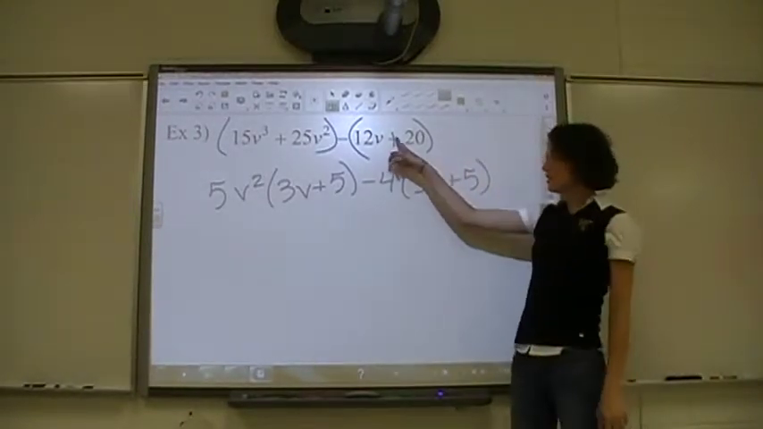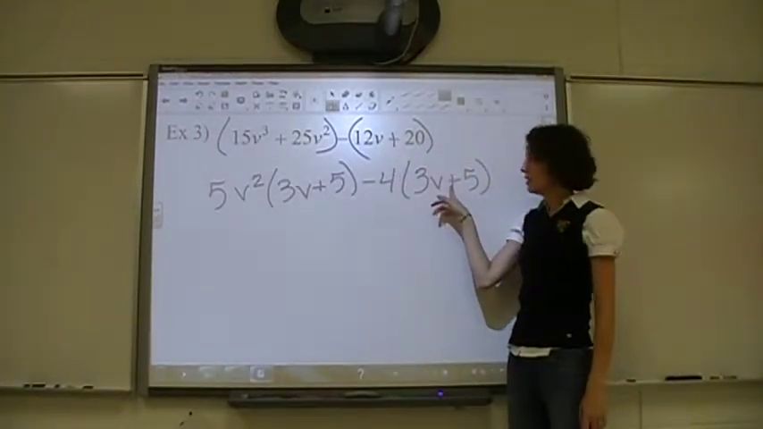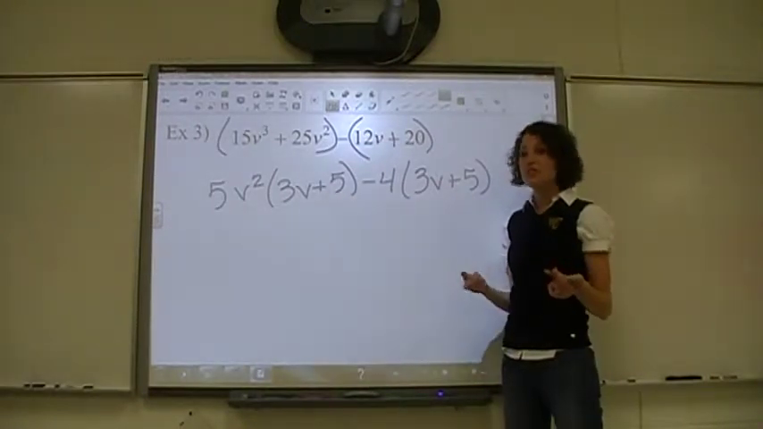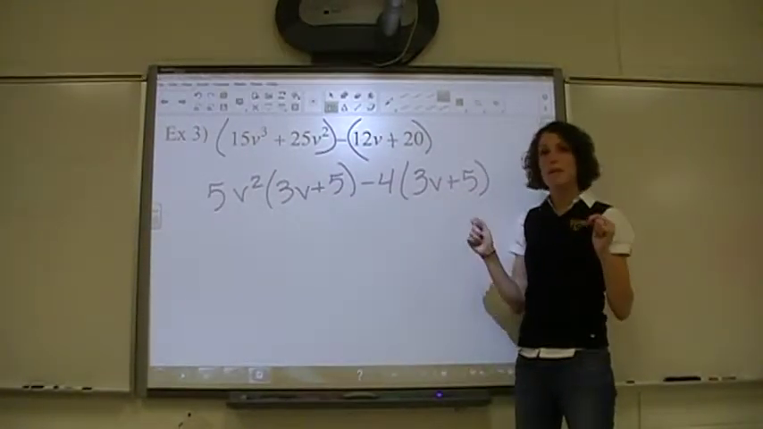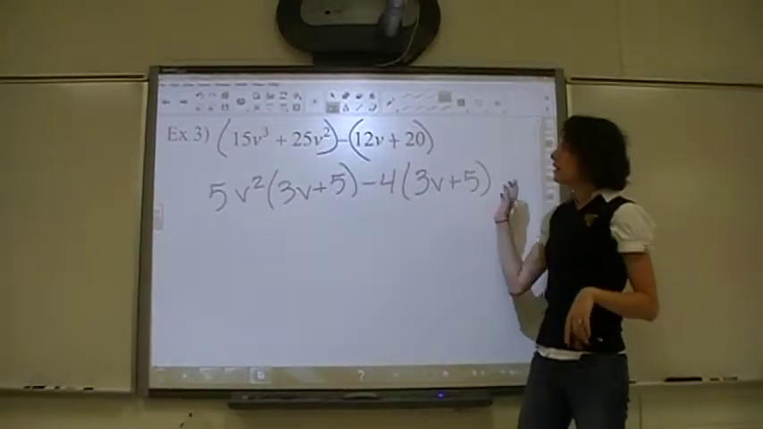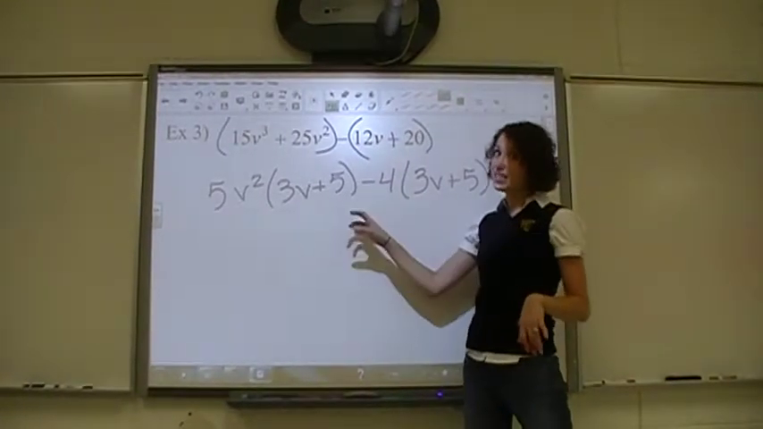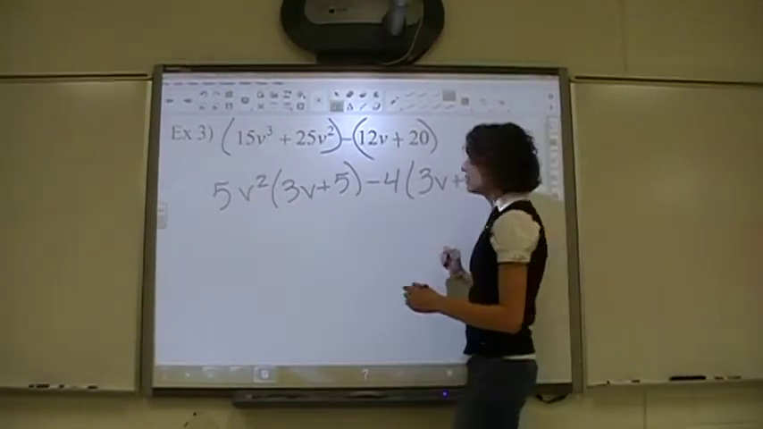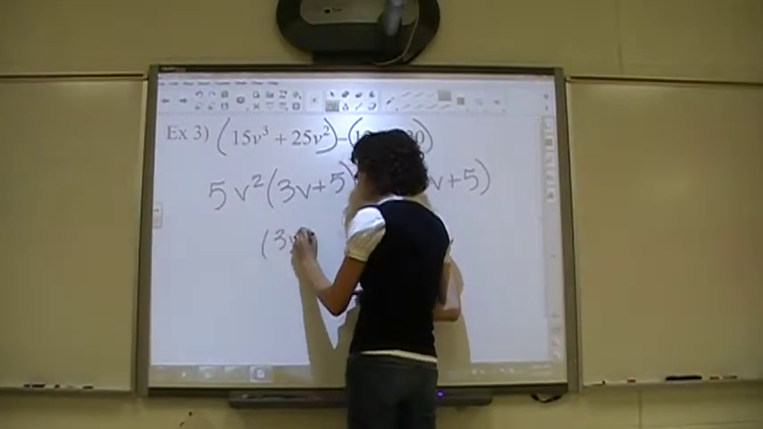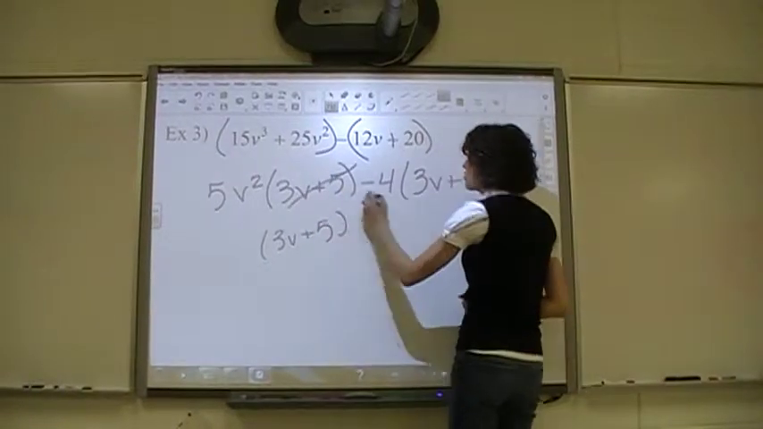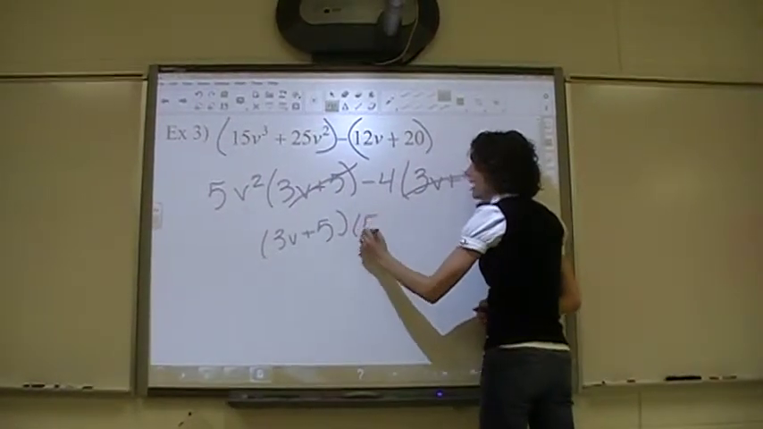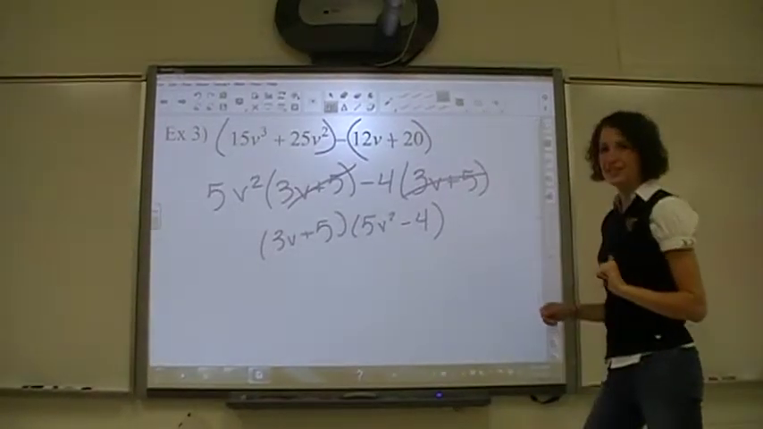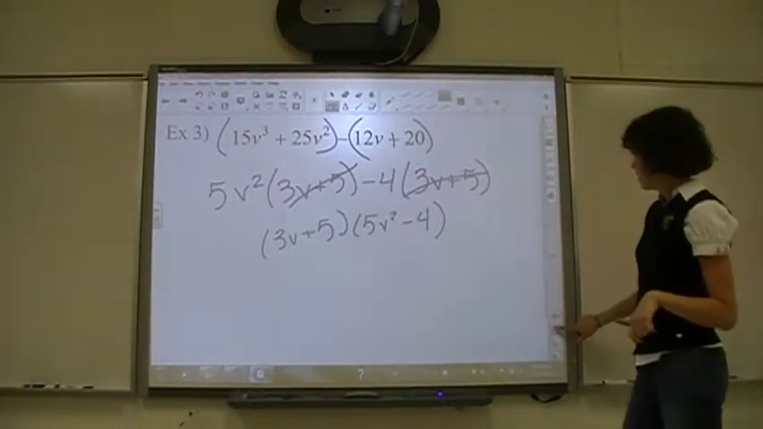Now notice, if I didn't change this sign behind, then they wouldn't be the same. So if you forget to change the sign, that means you're not going to have the same. So make sure you always change that sign behind. Because technically, you're really taking out a negative 4, which is changing that sign to be different. So we see the same thing, which is 3v plus 5. Cross those guys out, and you're left with 5v squared minus 4, which is my final answer.